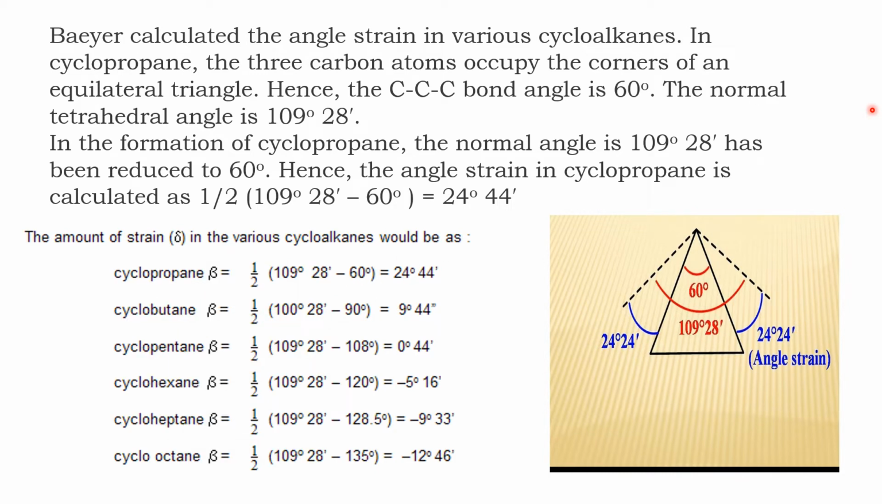Now see here, they have calculated the angle strain of many cycloalkanes. The angle strain of cyclobutane is found to be 9 degree 44 minutes. The angle strain of cyclopentane is found to be 0 degree 44 minutes. The cyclohexane is negative, that means the bond angle is extending from 109 degree to 120 degree. So the angle strain for these molecules could be calculated by Baeyer strain theory.